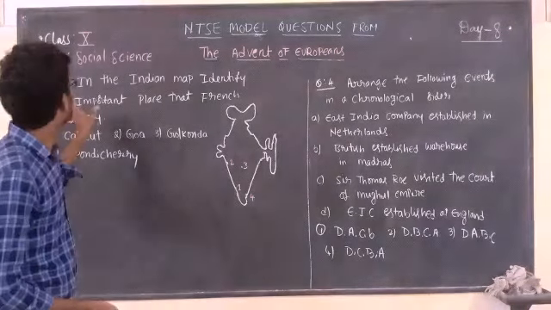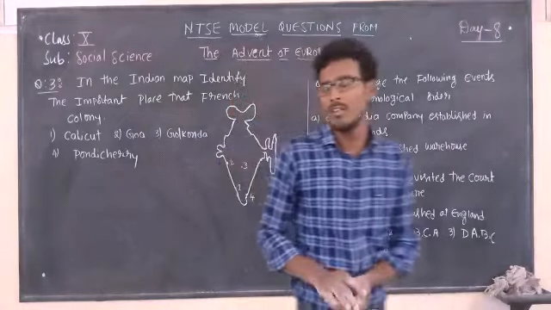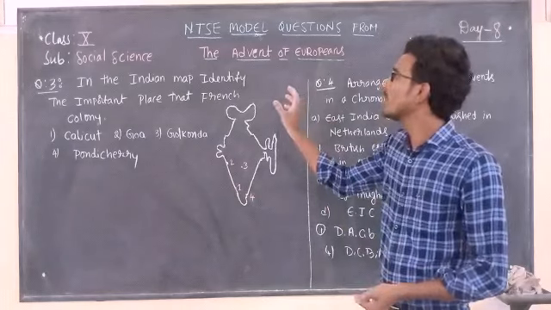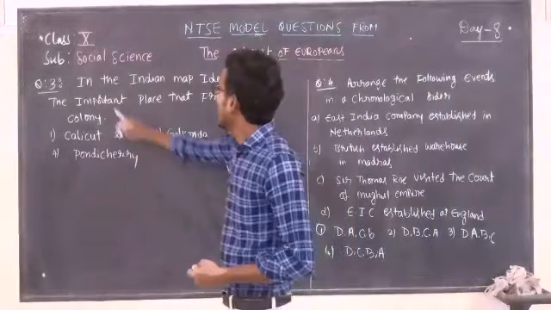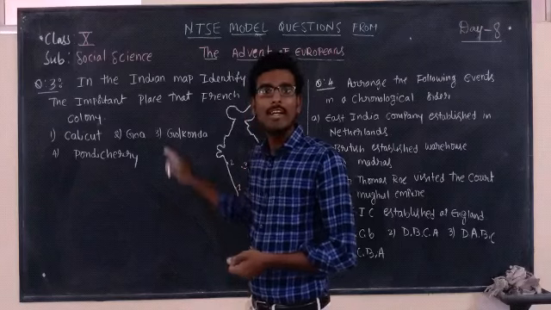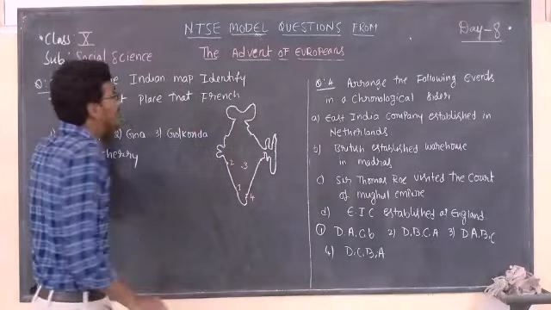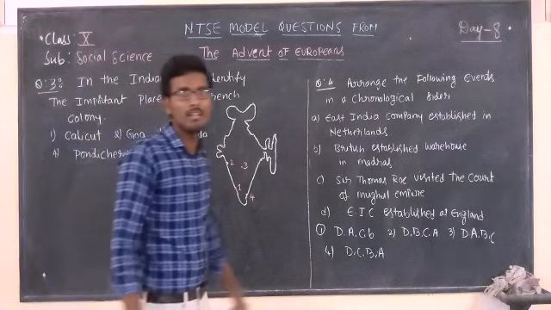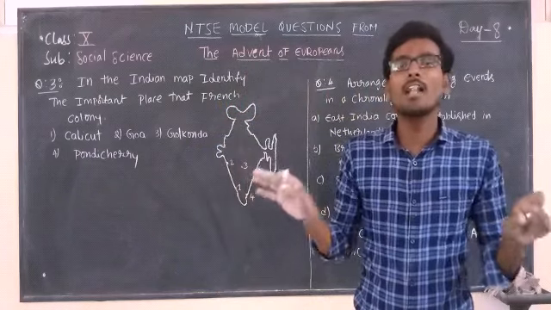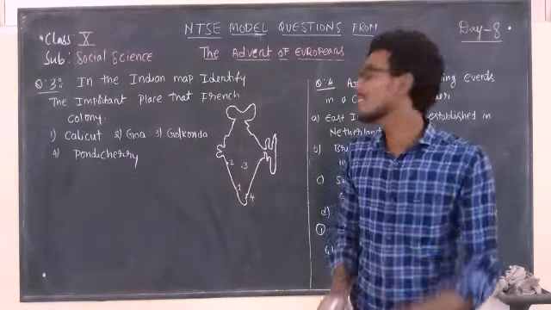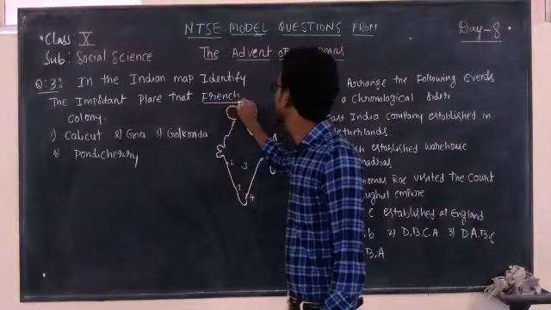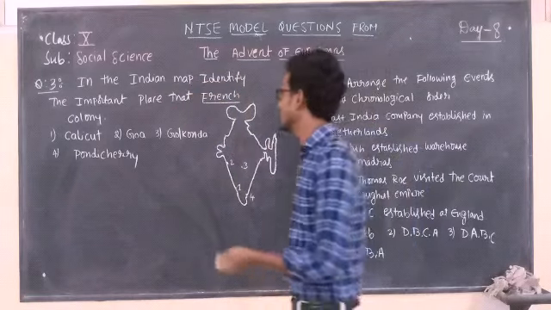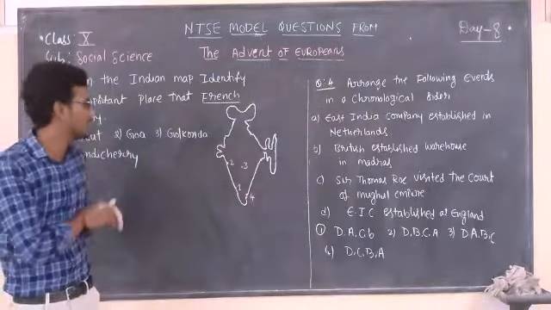Okay, children, question number 3 is also a map type of question only. So observe the question carefully here. In the Indian map, identify the important place of that French colony. Here they are not asking about all the European settlements in India. They are asking about only the French, and that too the important trade center of the French in India. Now just look into the map once.